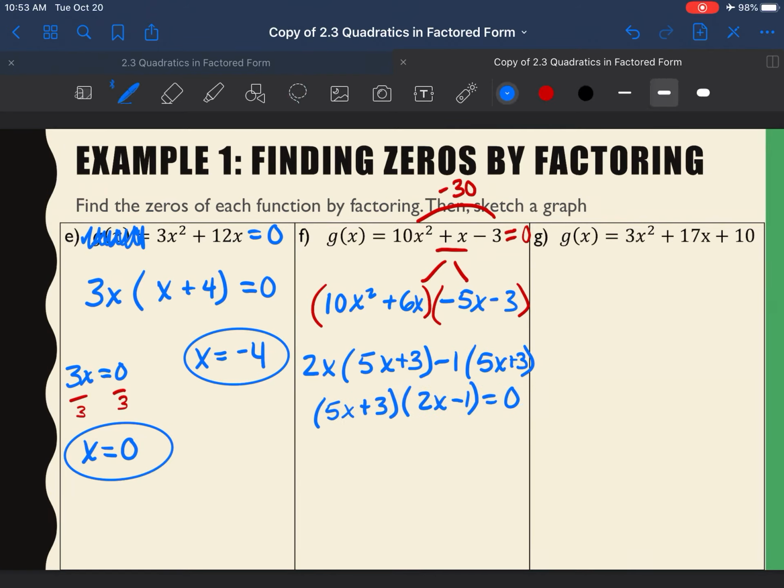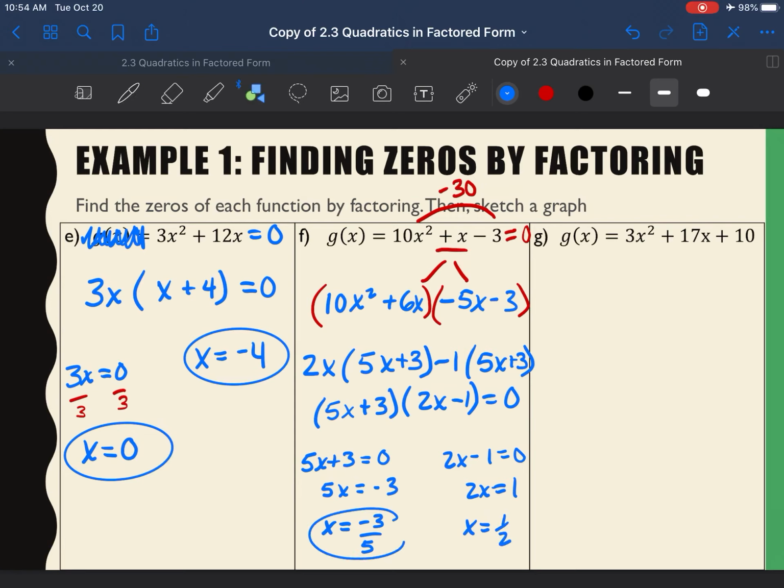Now, there is no shortcut to solving them. You just actually have to solve them. So 5x plus 3, equal it to 0. Subtract 3 and you get 5x is equal to negative 3. And then divide both sides by 5. I want you to leave your answer in fraction form. So negative 3 over 5. The other one, the 2x minus 1, set it equal to 0, add 1, and divide by 2, so x equals a half. So now these are answers that are fractions.